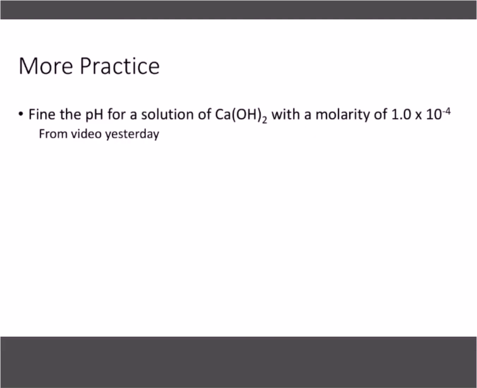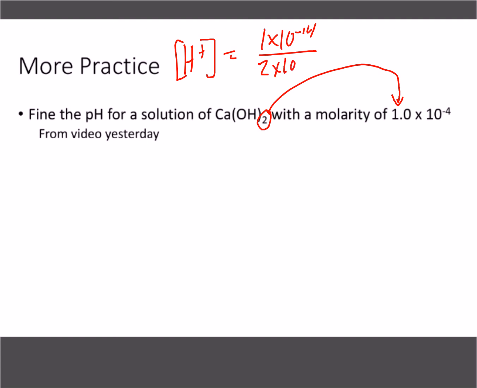All right, so this one, folks, was from the video yesterday. We're finding the pH, guys. I've got a base. We got to get it to be the acid. So again, H plus concentration equals 1 times 10 to the minus 14 over the hydroxide ion concentration. What is my hydroxide ion concentration going to be for this problem? Yeah, 2, right? Because we've got 2 hydroxides. So it's going to be 2 times 10 to the minus 4. When you plug that in, what do we get for our hydrogen ion concentration?